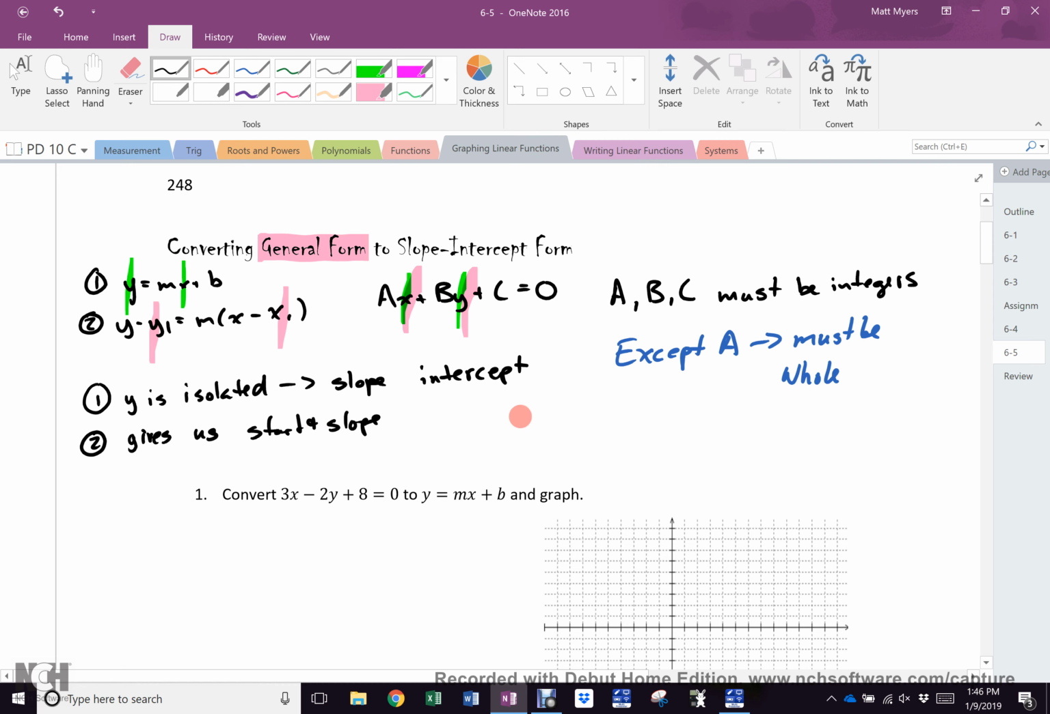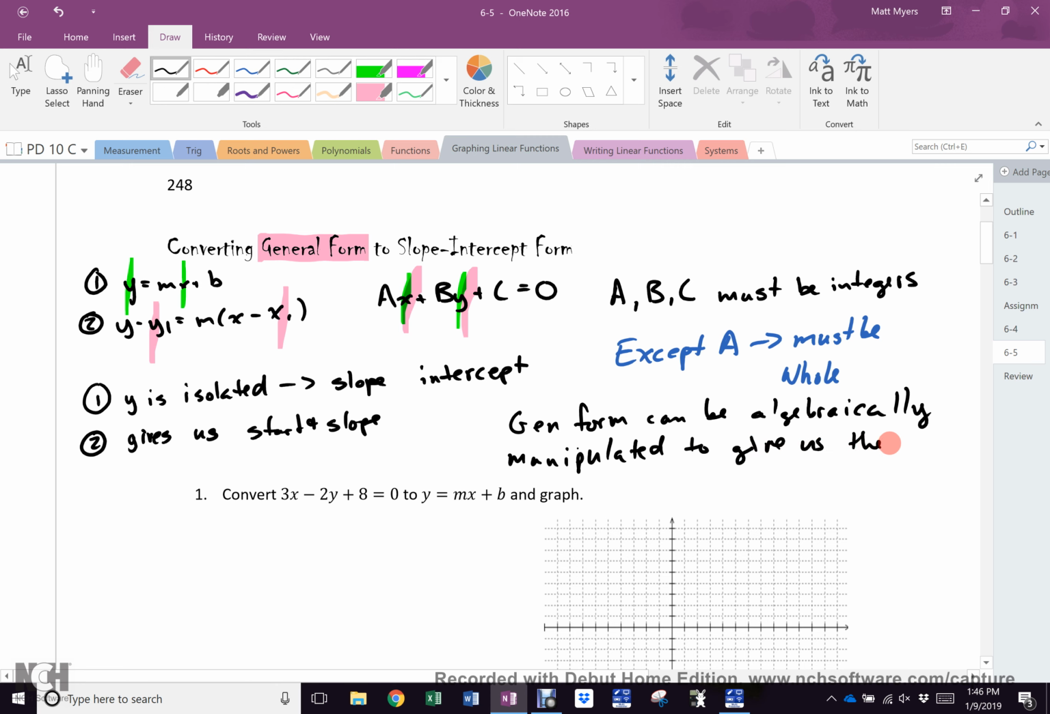General form can be algebraically manipulated to give us the others. And there is no new skill here. It's just algebra. So, what do I have there?